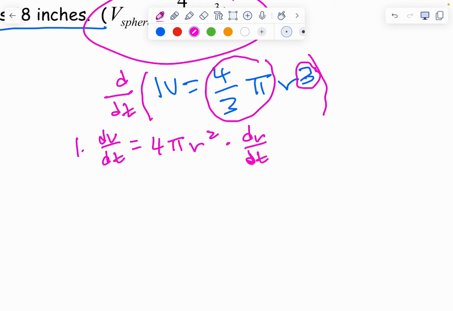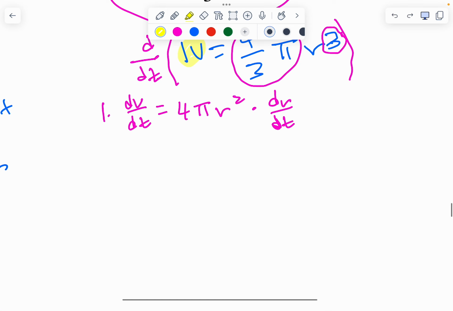Okay, that part was calculus. The remaining is algebra. So I'm going to repeat myself one more time. All eyes on the board. Okay? We derive the volume. I need dV over dt. I derive the radius. I need dr over dt. Are we good with that? Okay? So then moving on, let's plug in what I know so far.